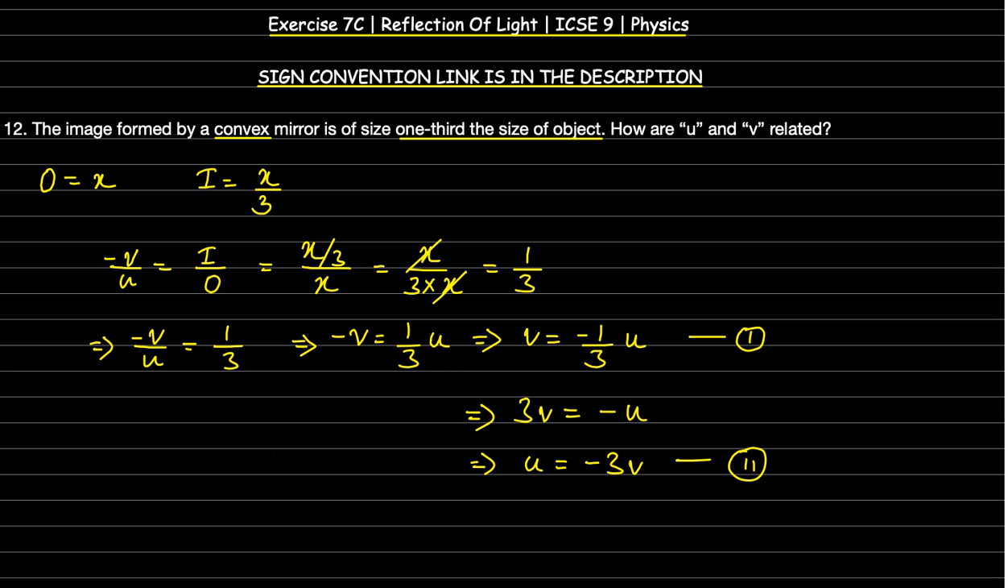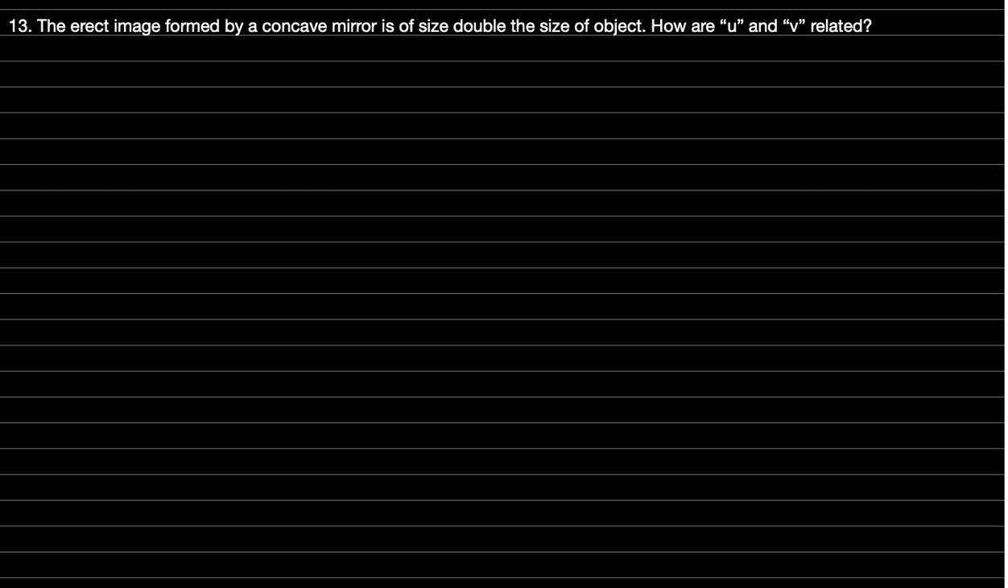So let us get into the next question, that happens to be question number 13. The erect image. Now see, when they come to concave mirror, they will specify, because concave mirror can produce erect image also, or it can produce inverted image also. The image is of size double the size of object. So here the image is double the size of the object. How are U and V related?